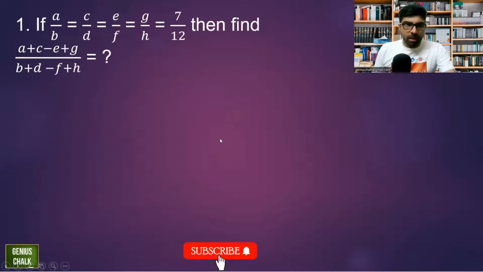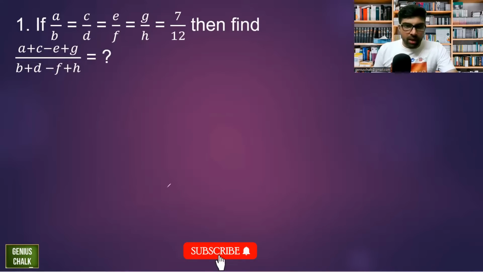First question: A by B equals C by D equals E by F equals G by H, and that is all equal to 7 by 12. So in today's session, we will be discussing equal ratios and we will discuss componendo and dividendo. So let's start with the first one.